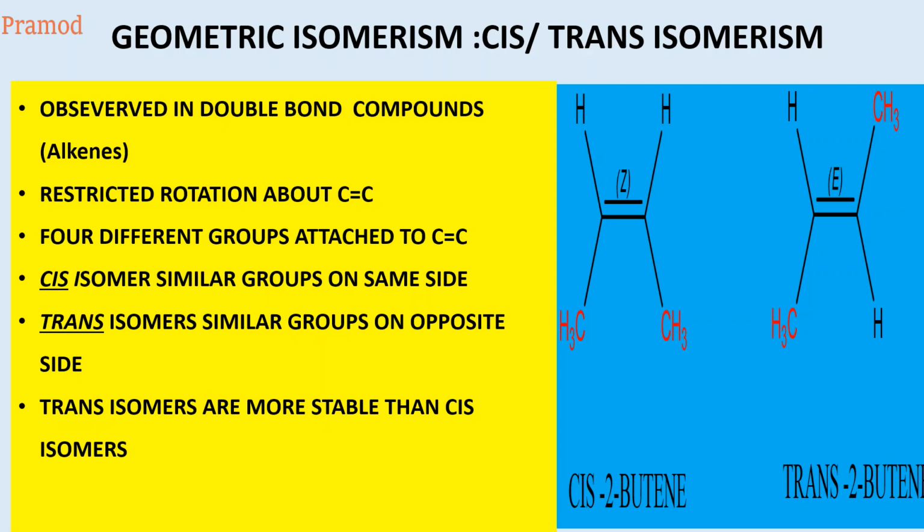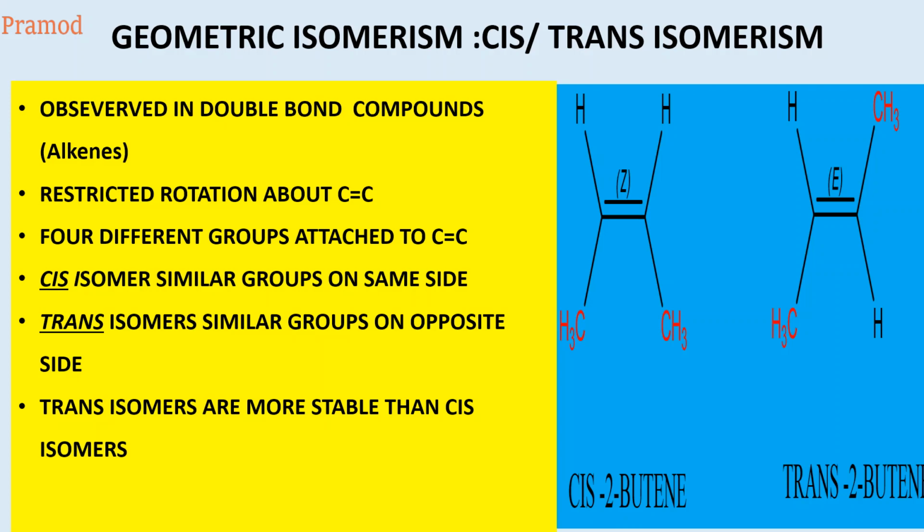Four different groups are attached to the two carbons. It depends upon the substitutions on the carbon atoms which form the double bond. So we have to look at the four different substitutions present on the carbon atoms. So what is a cis isomer? When similar groups are on the same side.